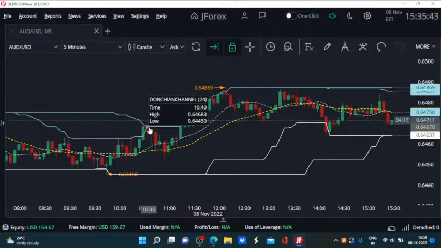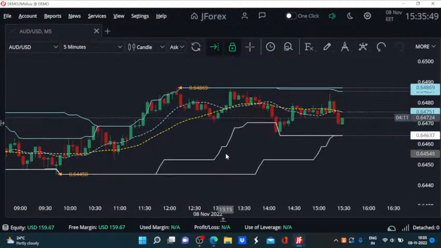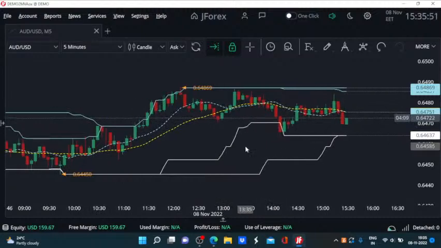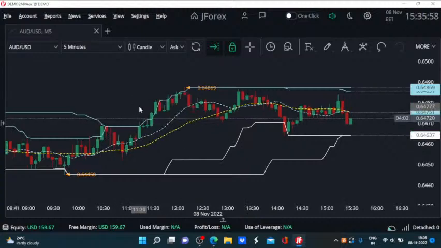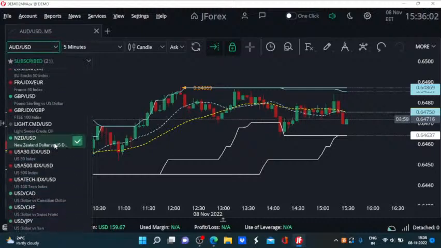AUD also went on to make a 4 hourly high pretty early. It was even stronger than the NZD, so this is not a good currency for shorting against the dollar. That's what the correlation analysis is telling us.